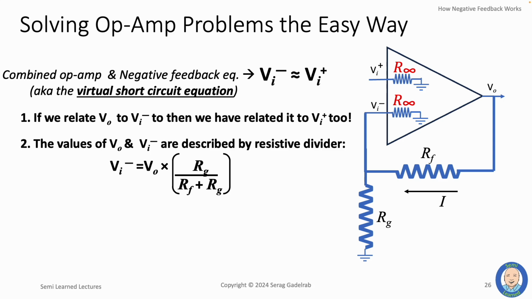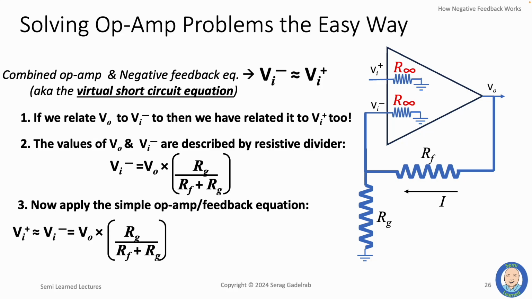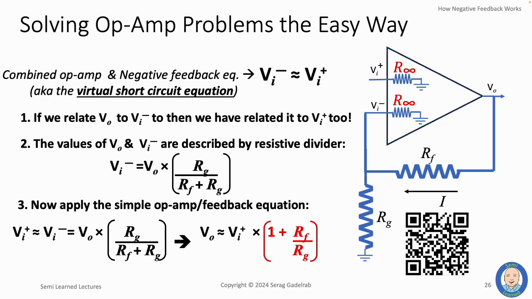And because of the op-amp's gain and negative feedback, the voltage on the positive input terminal is equal to the voltage on the negative input terminal. If we just keep the input and output voltages and rearrange the equations, we are going to get this formula. This is exactly the same formula that we obtained just a few minutes ago by solving three simultaneous equations. So why should we ever solve op-amp problems with anything other than the simplified virtual short circuit equation?